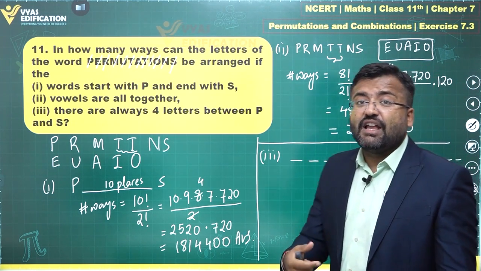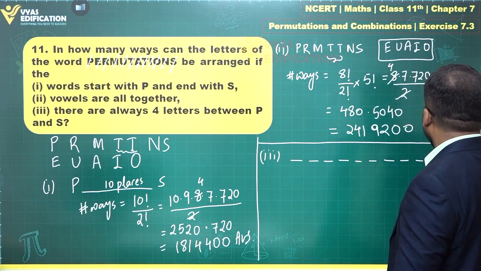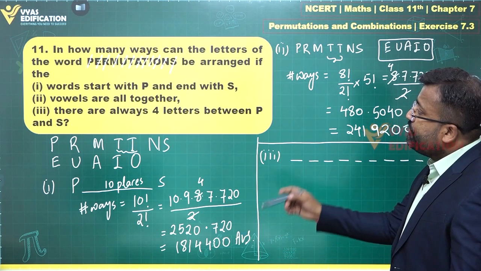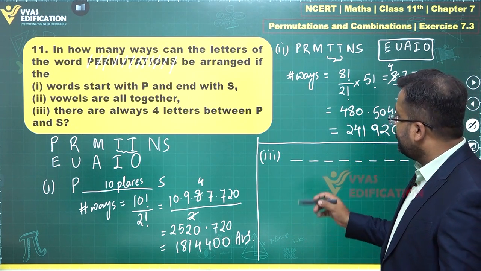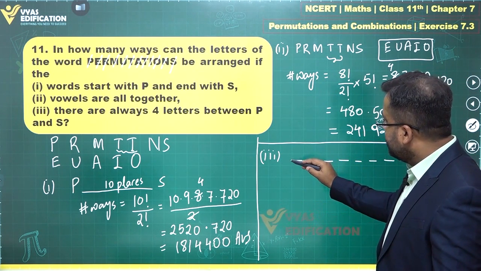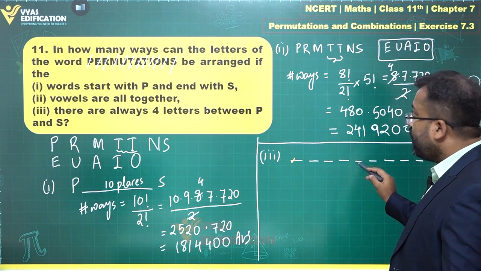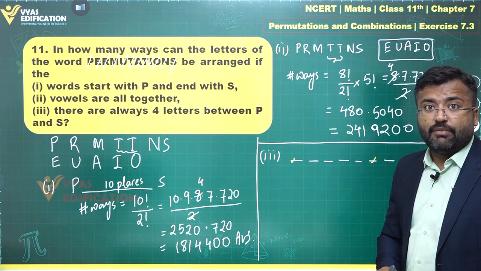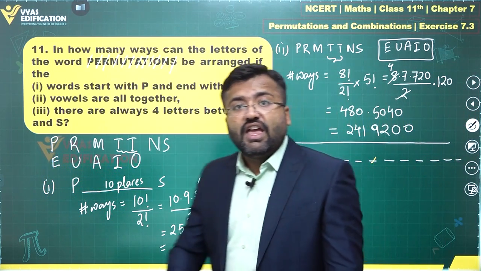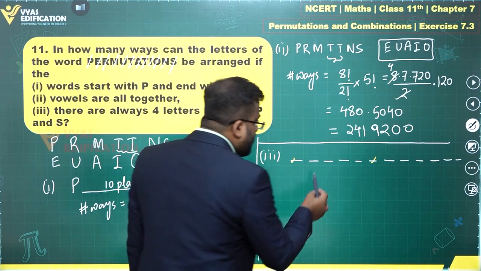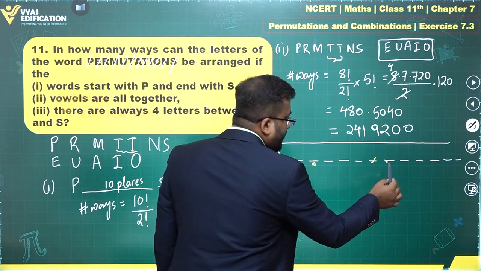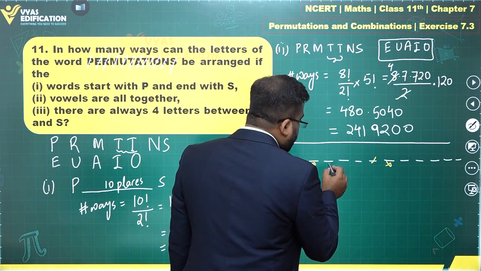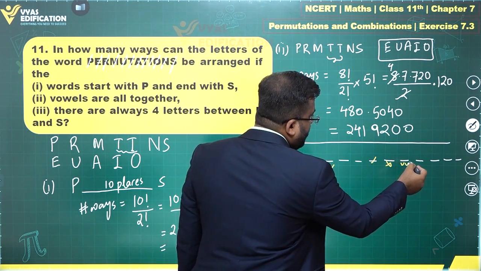Now, which places can P and S occupy? Please observe which places can P and S occupy. That's the important thing that we want to note over here. If P occupies this, then S will occupy, there are always 4 letters, this place will be occupied by S. But then this is one particular case, right? If, let's suppose, P occupies this one, so S will occupy this one in that case, right or not? Yes. Okay. If P occupies this one, then S will have to occupy this one.